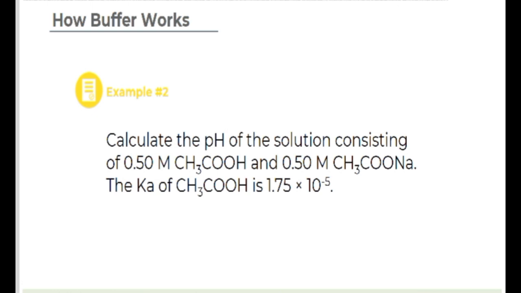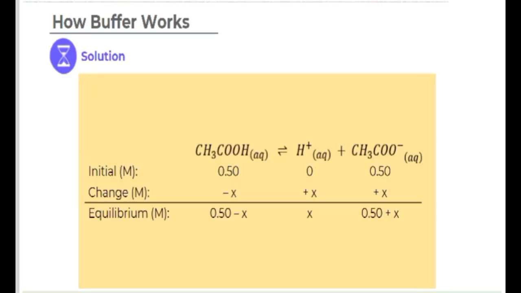So, example number 2. Calculate the pH of the solution consisting of 0.50 molar acetic acid and 0.50 molar sodium acetate. The Ka of acetic acid is 1.75 times 10 raised to negative 5. So, solution. We need to determine the equilibrium concentration of hydrogen ion in the solution. Let us construct a table showing the concentration before and at equilibrium.